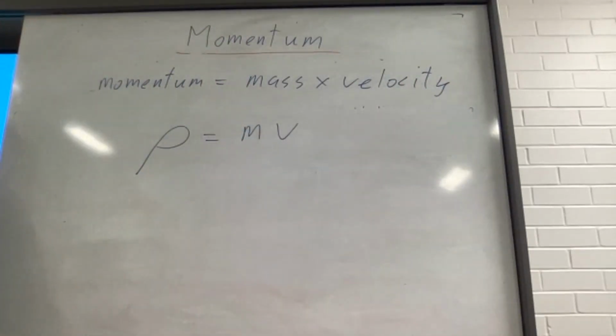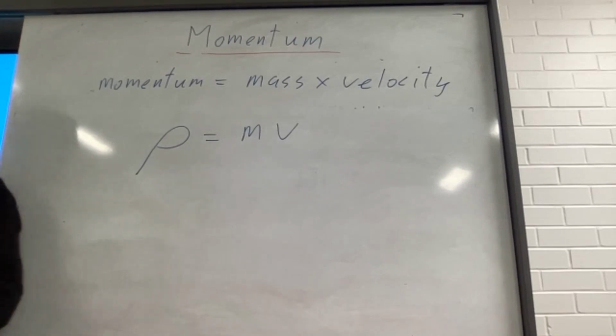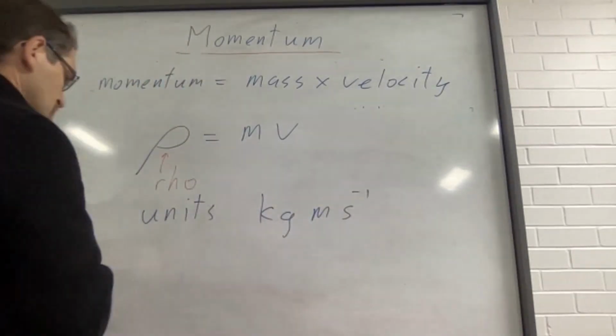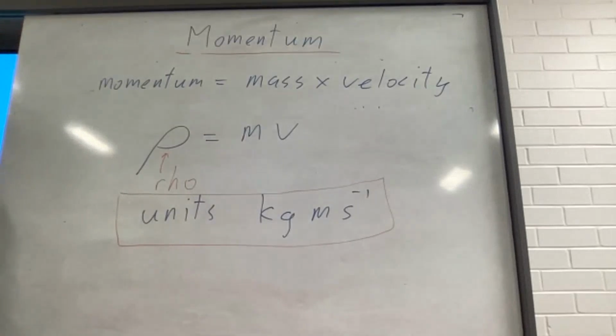So mathematically, momentum is equal to mass times velocity, or rho is equal to mv. That is the Greek letter rho. It is not a P. It's a rho. You will see in some textbooks they'll have it as a P just because they can't get the rho to happen with their editor. The units of momentum are kilograms meters per second.